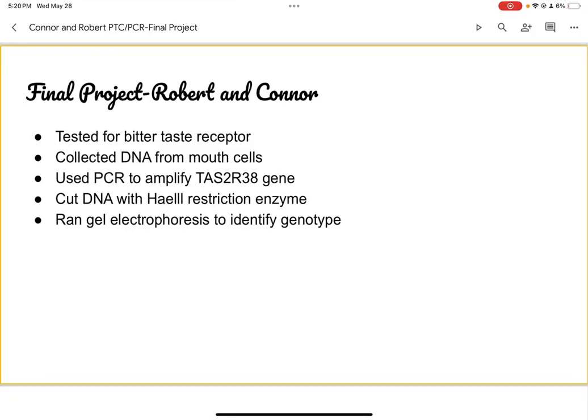Welcome to our exploration of genetics through taste. Today we'll examine how each of our 8 biology units connect to our PTC tasting experiment, where we tested for bitter taste receptors, collected DNA, and used molecular techniques to identify our genotypes.